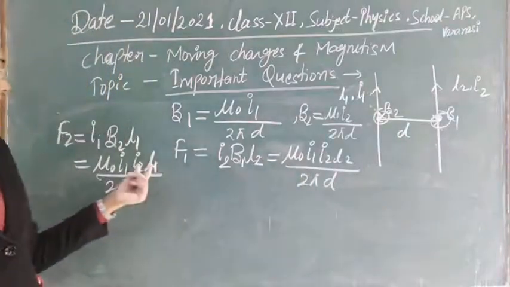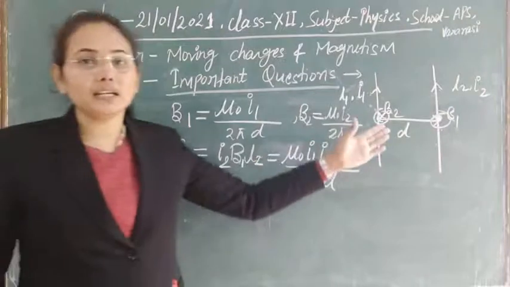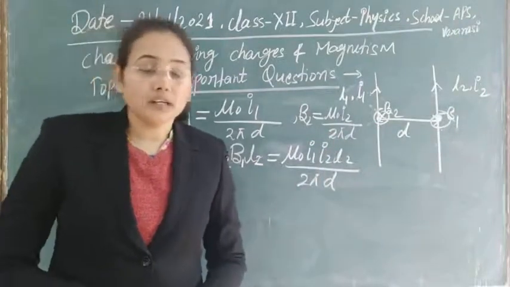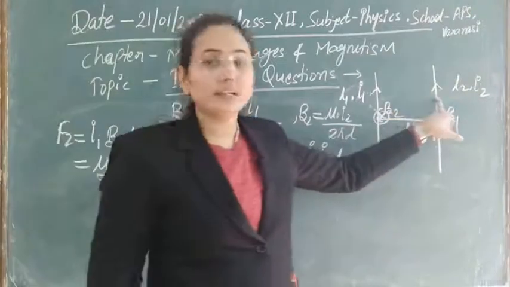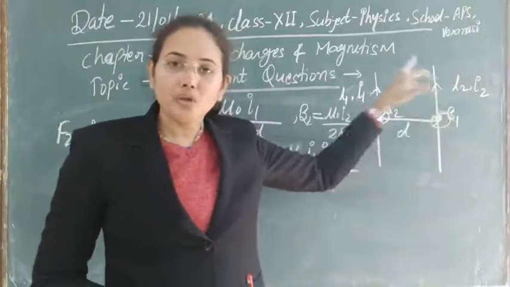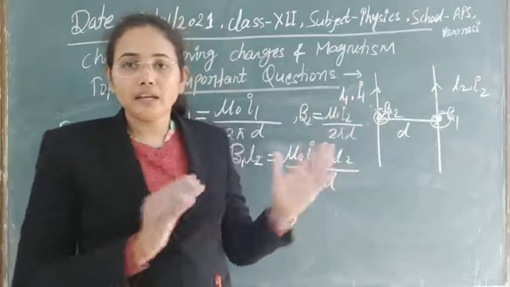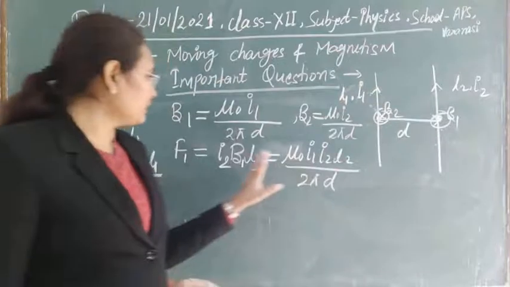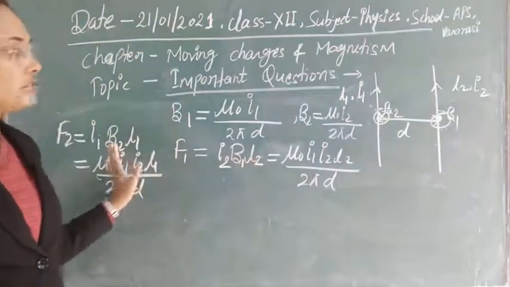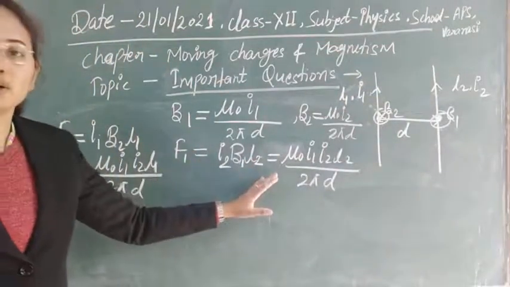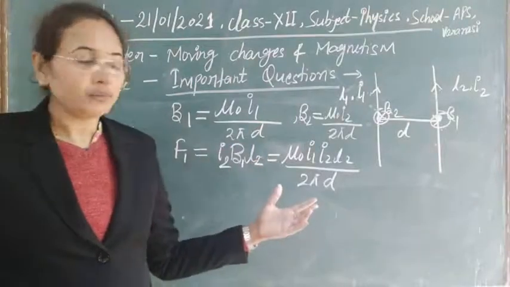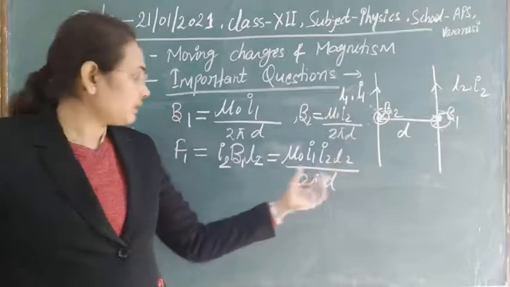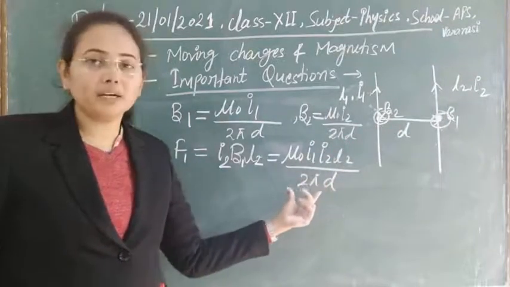Means if the current carrying wires we are taking are of different lengths, then the force applied by them is also different, and if the direction of current is different, then the net force developed due to them will also be different. So first of all, I think it is now clear what the value of the force generated here will be, and you can also calculate the force per unit length. So force per unit length, dividing by L2, will be equal to mu 0 I1 I2 upon 2 pi d.